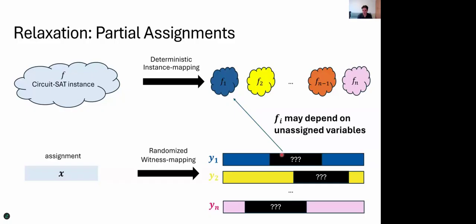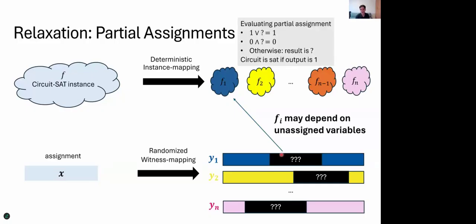But anyway, once I use this relaxation, I have to extend the standard Boolean logic to handle partial assignments. And the way that I'm going to do this extension is going to be in the natural way. So when I evaluate a circuit on a partial assignment, I'm going to use the following rules. 1 or unassigned is 1, 0 and unassigned is 0. And otherwise, when I have unassigned variables, the output of the gate is going to be unassigned. And I'm going to say that the circuit is satisfiable if its output is 1. Again, this is a relaxation. We don't know whether it's necessary. It will be very interesting to show that it is necessary for the constructions.